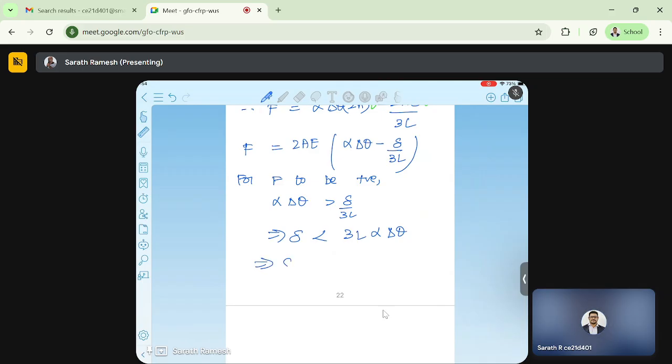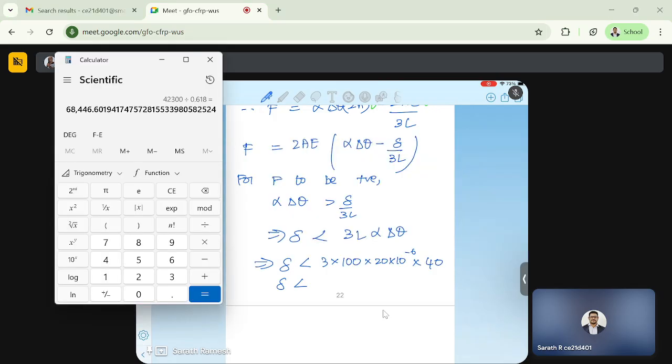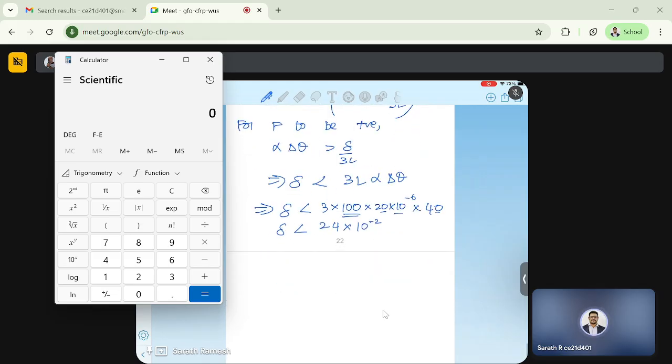So this implies delta is less than 3 into the minimum gap, right? 10 centimeter into 20 into 10 power minus 6 into 40. So delta is less than 3, this is 10 power 2, 10 power 3, 10 power 4. So we'll have 10 power minus 2, and 3 2s are 6, 6 4s are 24. So 0.24 mm, delta less than 0.24 mm. This is the minimum gap.